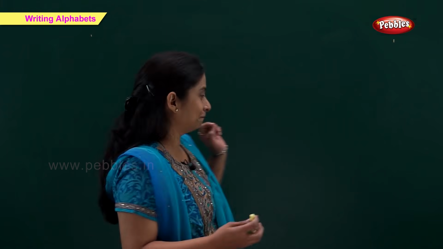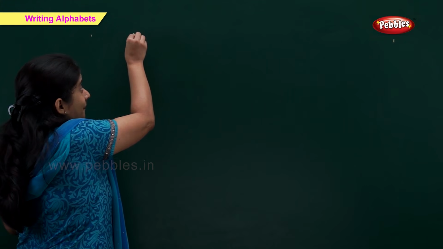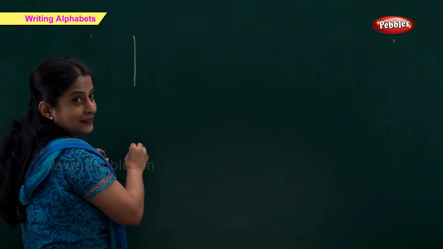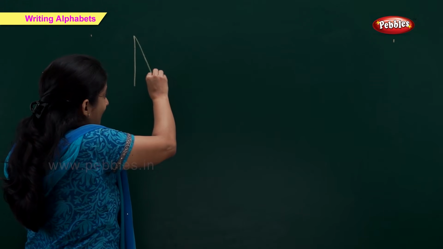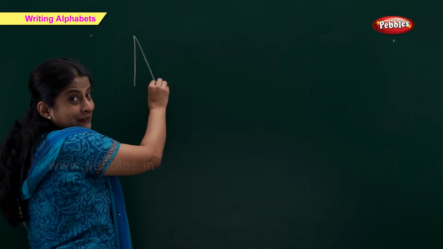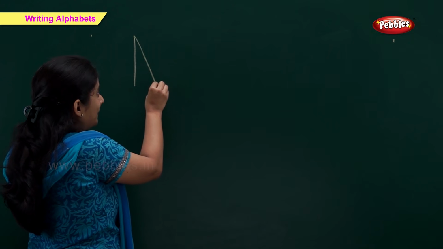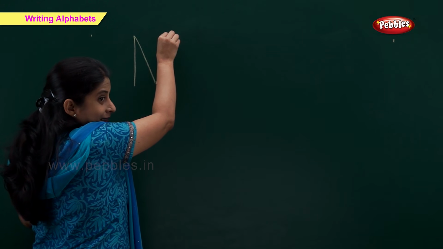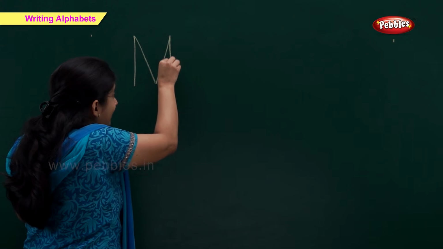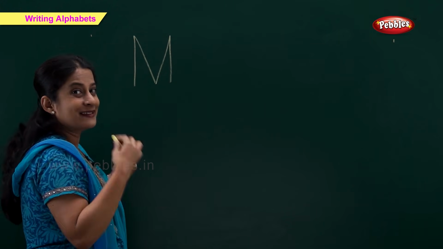Now we will write M. Standing line. A cross line or a slanting line. One more cross line or a slanting line. Again standing line makes M.